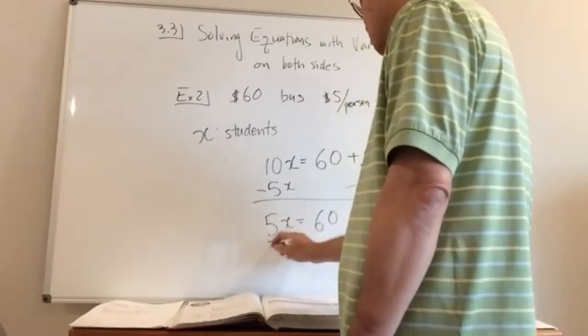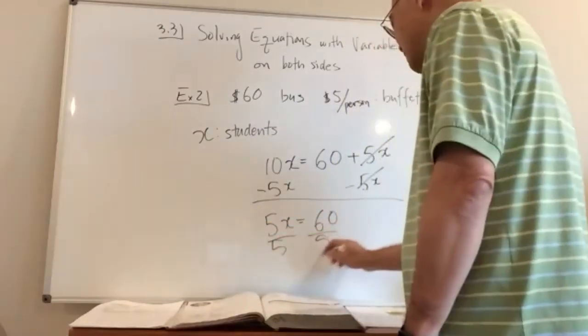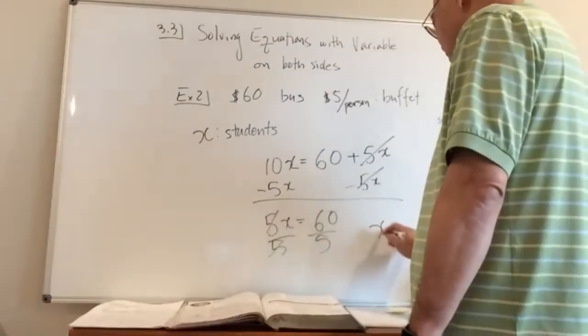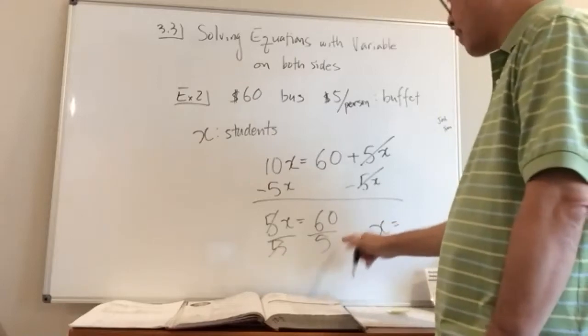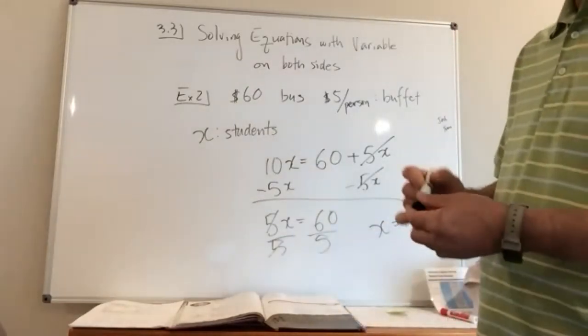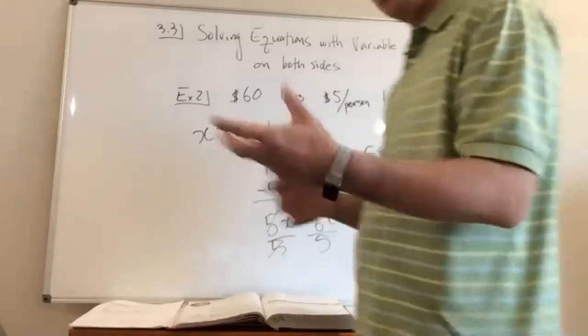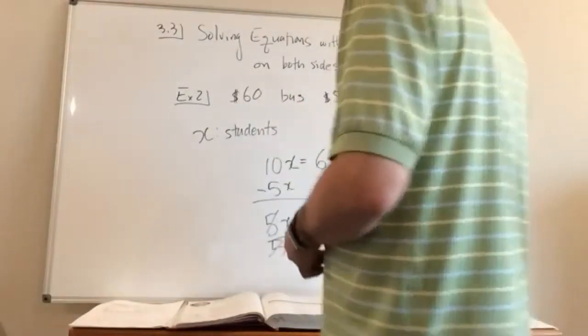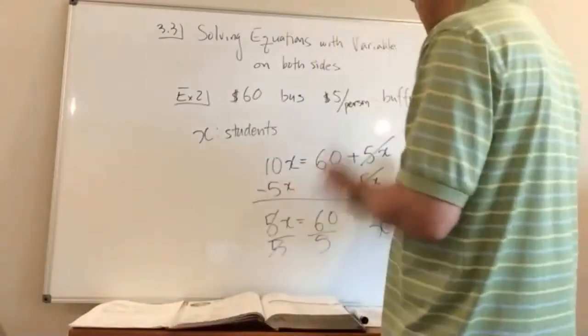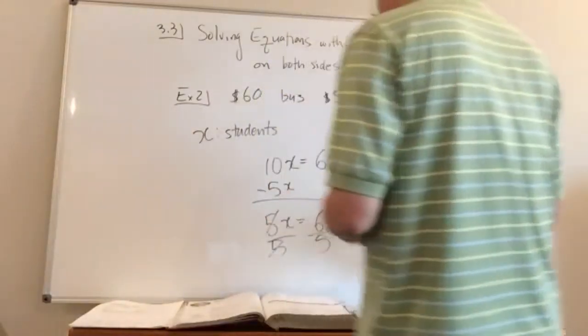So here I just simply divide by 5 on both sides. The 5 goes away, and I end up with X is equal to 60 divided by 5, which is 12. So the answer is going to be 12 here. So how would I check this? Let's make sure that this is the correct answer.